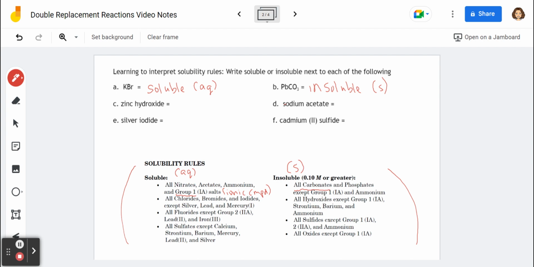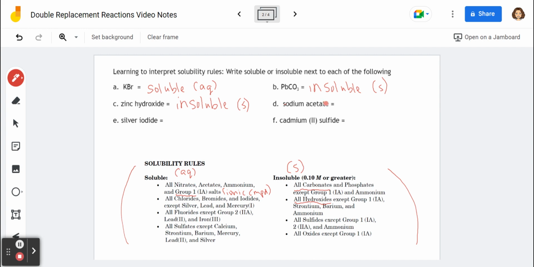All right, for letter C, we have zinc hydroxide. So we find a rule for hydroxide. Here it says all hydroxides, again, are insoluble. Now there are some exceptions, of course, our group 1. And then it says strontium and barium and ammonium. But zinc is not in that list, so that makes this insoluble and would be a solid.